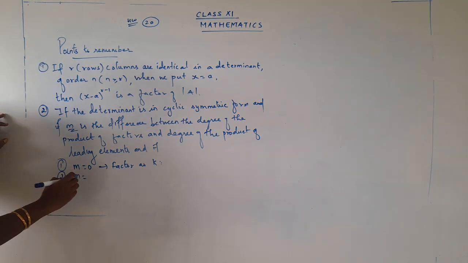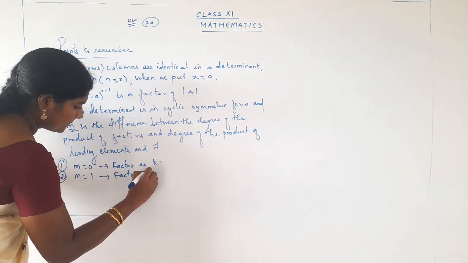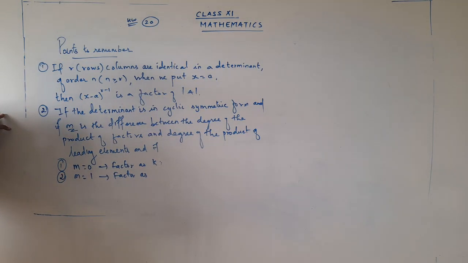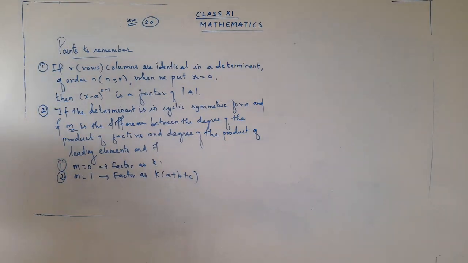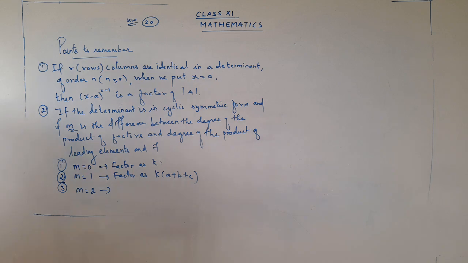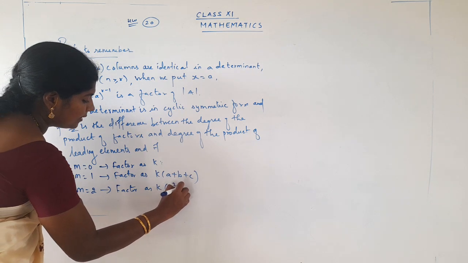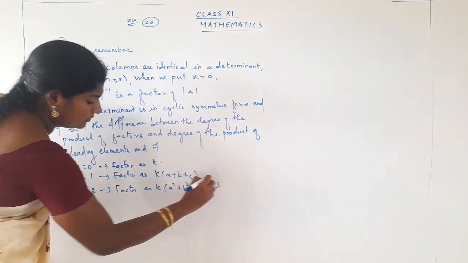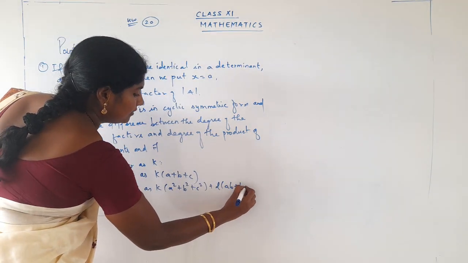If m is equal to 1, the factor will be k into a plus b plus c. If you get m as 1, you have to take the factor as k into a plus b plus c, and if you get the difference as 2, then you have to take the factor as k into a square plus b square plus c square plus l into ab plus bc plus ca.